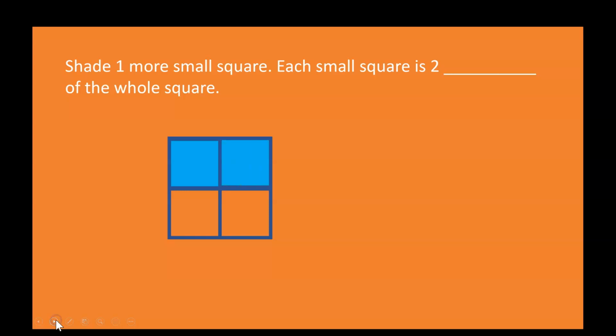They want us to shade one more here. Each small square is 2 what of a whole square? How many did we say? There was 4, so it's a 1/4. So 2/4 of a whole square.